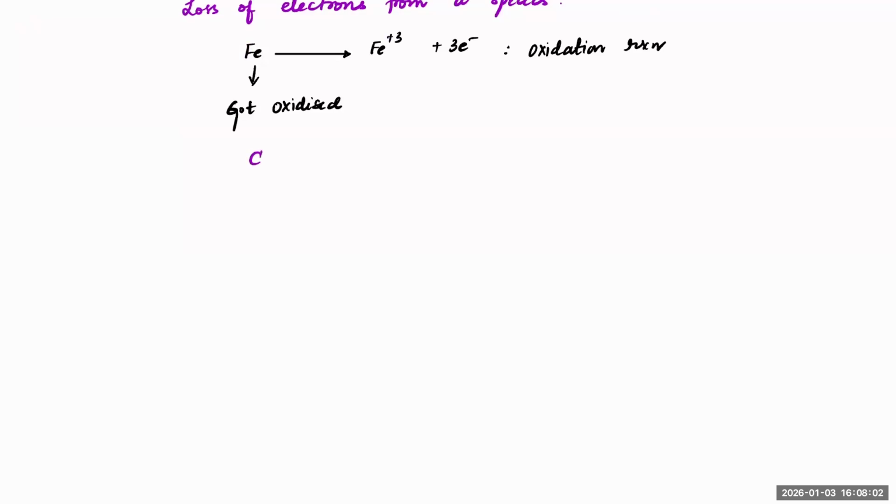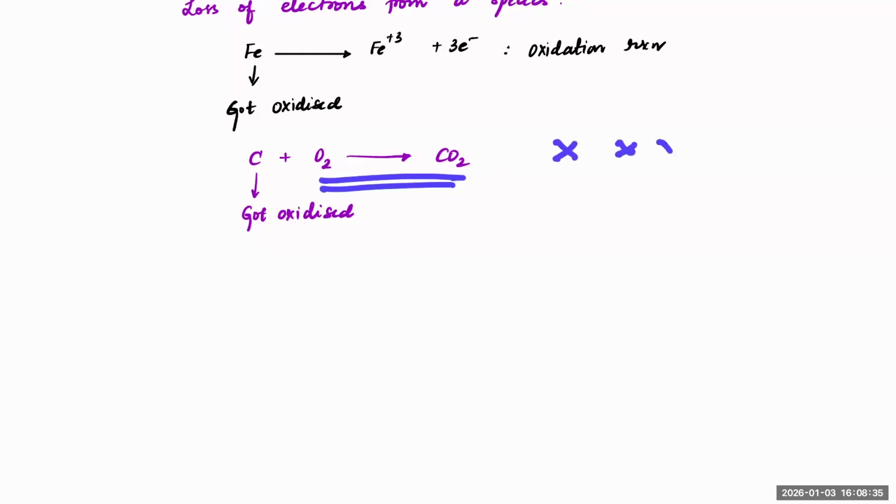I can put it this way also: carbon plus O2 gives carbon dioxide. Now you can see carbon got enriched with oxygen, so I can also use the term that this got oxidized. Here it is not showing electrons, whether one electron or two electrons are given. There is something called reduction also happening in this, so we cannot define only an oxidation reaction here. I can say that carbon got oxidized.